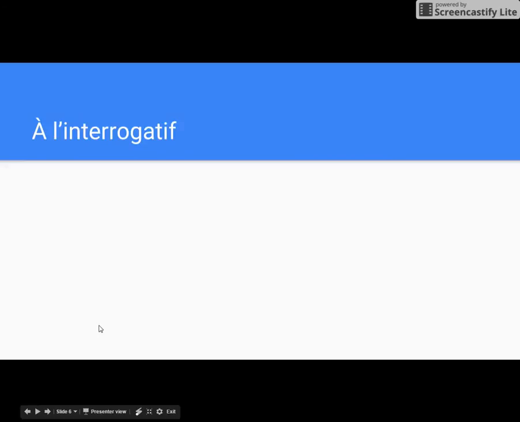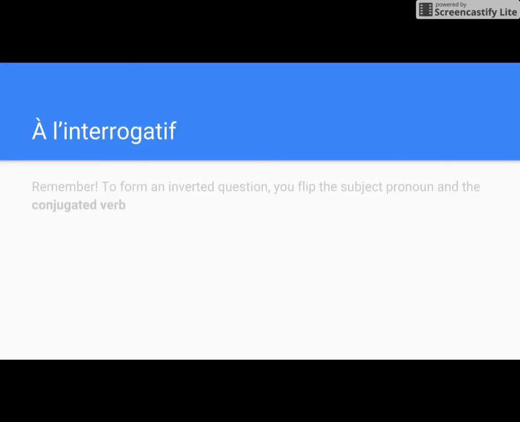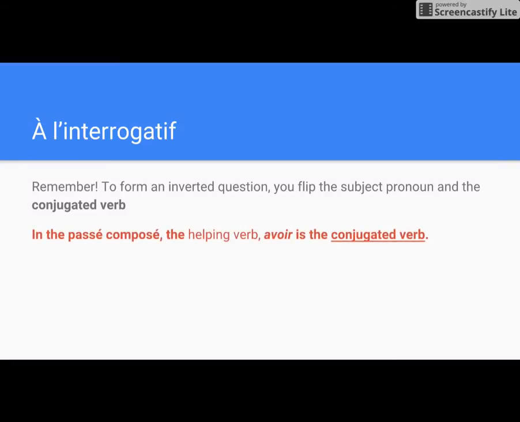Et à l'interrogatif, looking at how we use Passé Composé in questions, and specifically inverted questions. So remember that to form an inverted question, you flip the subject pronoun and the conjugated verb. And again, in the Passé Composé, the helping verb, avoir, is the conjugated verb. So we're just going to flip-flop the subject pronoun and our form of avoir.